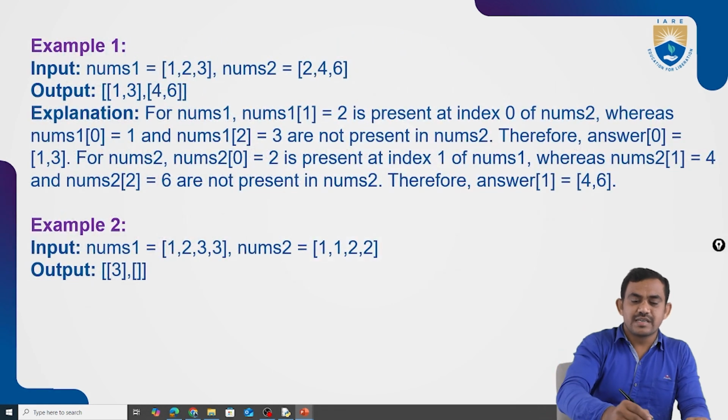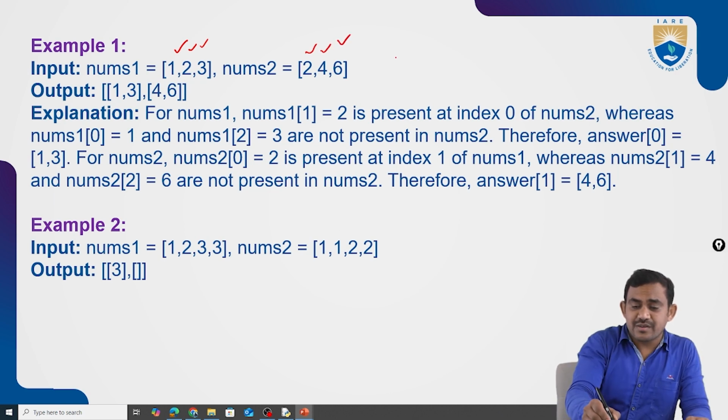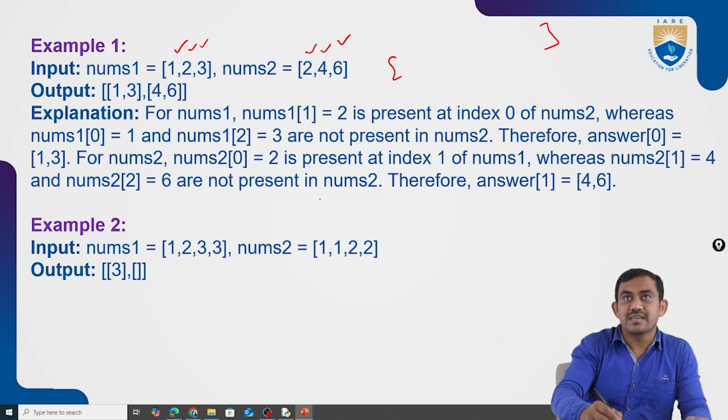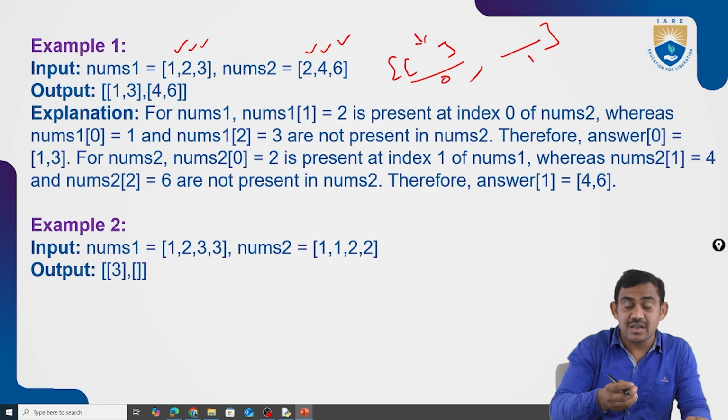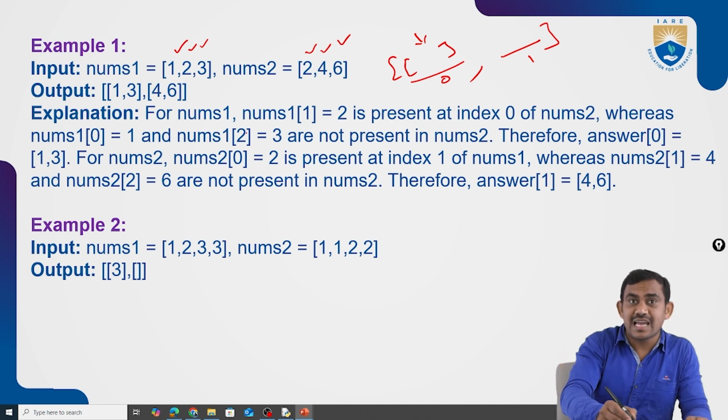Check it now. Here num1 is 1, 2, 3, and num2 is 2, 4, 6. These are the numbers given. Now your aim is one particular list with the 0th index as well as the 1st index. The 0th index is also a list. In that list, we need to represent the values of num1 that are not in num2.